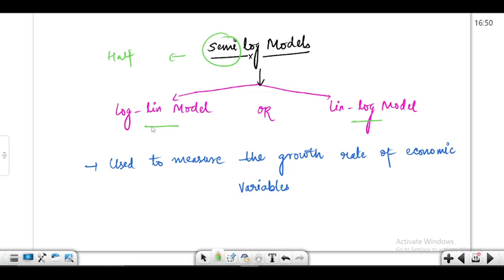So when the y variable is in the log form, then it's called the log lin model. And when the x variable is in the log form, then it is called the lin log model.